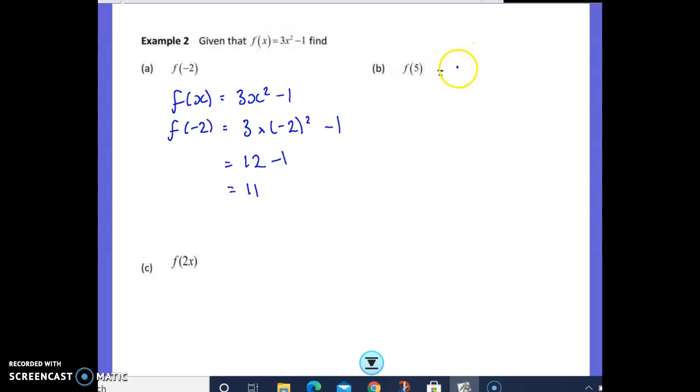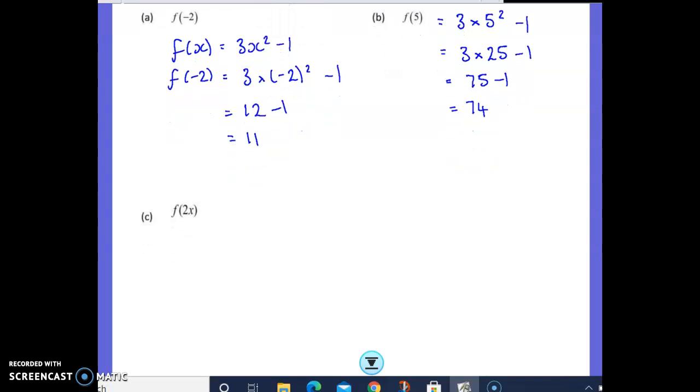F of 5 will be 3 lots of 5 squared, take away 1. We always do the squared first before we multiply, because it's only that 5 that's been squared, not all of it. So we get 3 lots of 25 minus 1. 3 25s is 75. Take away 1 gives us 74.